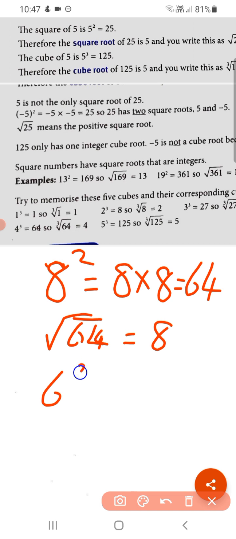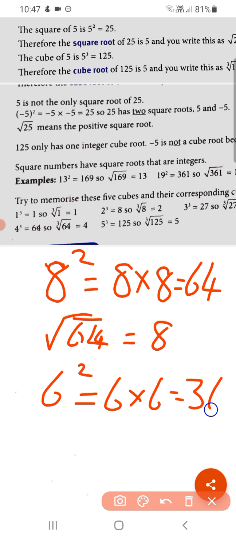6 squared is equal to 6 times 6. It is not 6 into 2, which is a common mistake, children. So don't make that mistake. 6 squared means 6 times 6. 6 into 6 is equal to 36. So what is the square root of 36? 6. Clear?